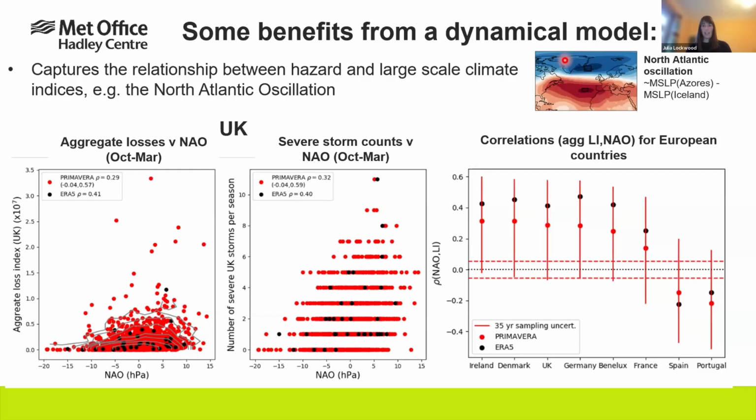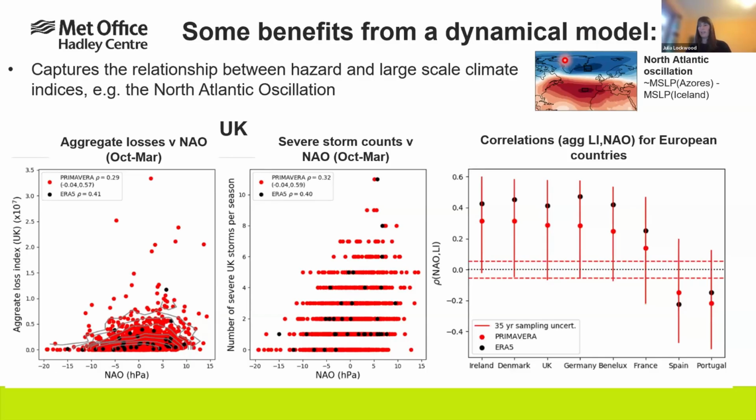So it's this pattern here. And when that's positive, you generally get a northward storm track going further into Northern Europe. And if it's negative, your storms tend to go into Southern Europe. And the reason for looking at this is that the NAO has some predictability on seasonal to decadal timescales.